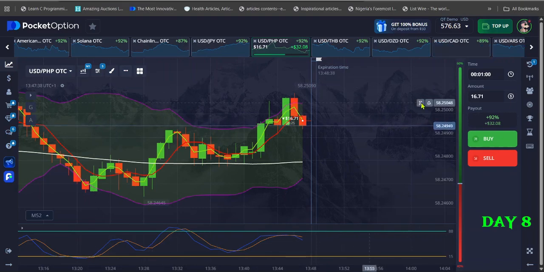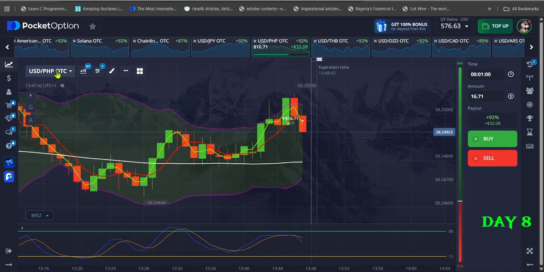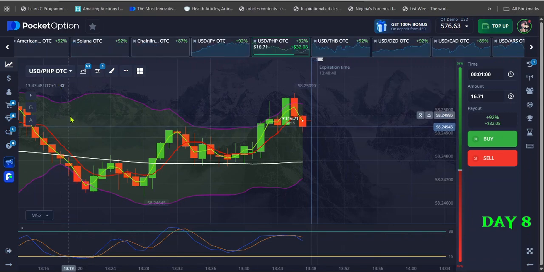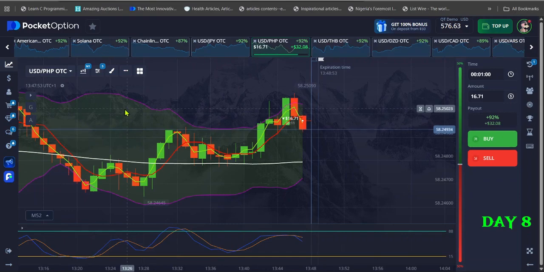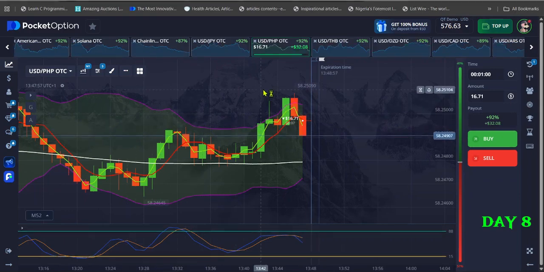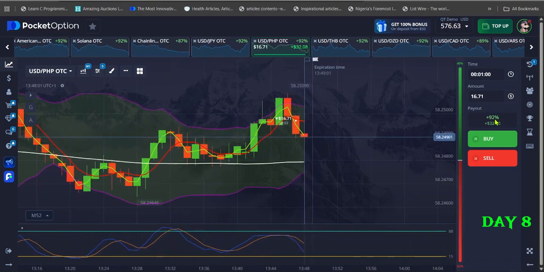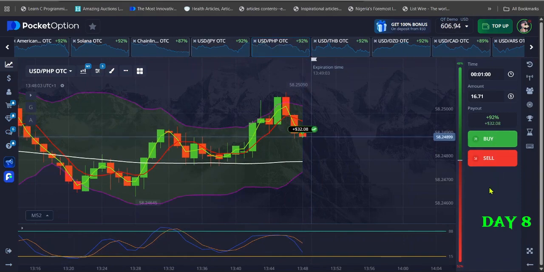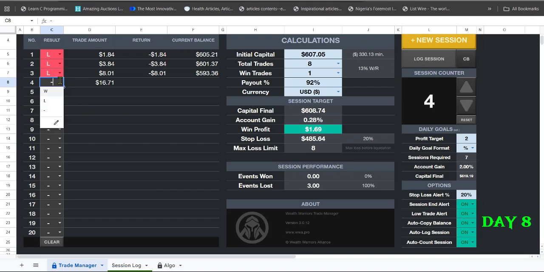Now we are able to trade this because today is Saturday, so we are trading the OTC market. The OTC market is not a live market. This is a simulated market. OTC is a bit riskier than the live market, and that's why you see the payout is always bigger compared to the live market. So all right, we're going to mark this as a win.